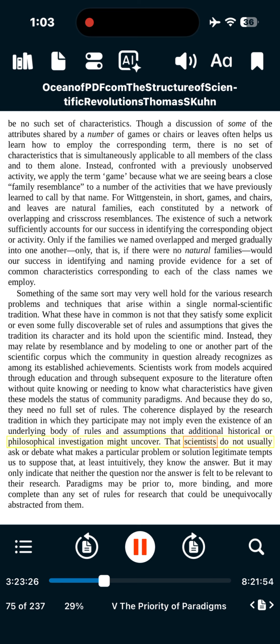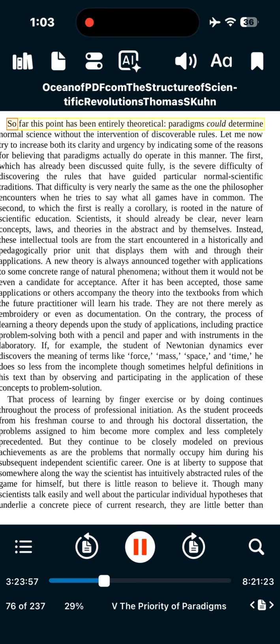That scientists do not usually ask or debate what makes a particular problem or solution legitimate tempts us to suppose that, at least intuitively, they know the answer. But it may only indicate that neither the question nor the answer is felt to be relevant to their research. Paradigms may be prior to, more binding, and more complete than any set of rules for research that could be unequivocally abstracted from them. So far this point has been entirely theoretical.